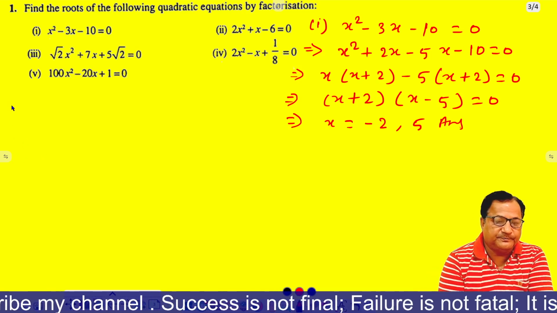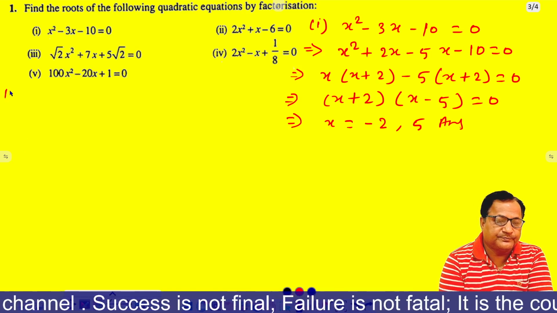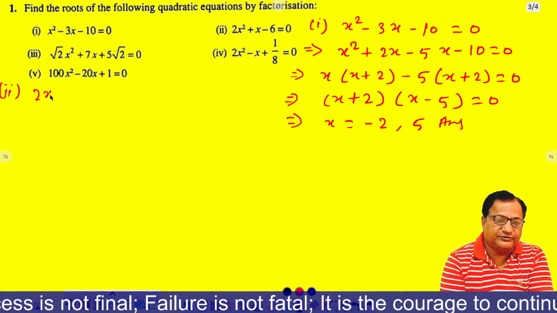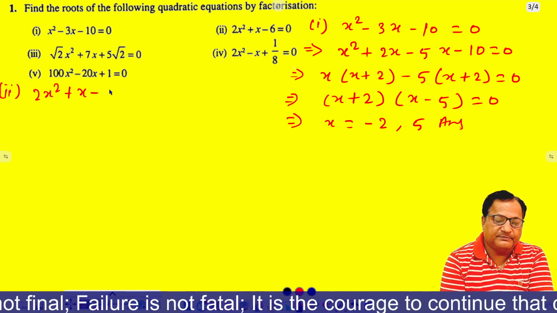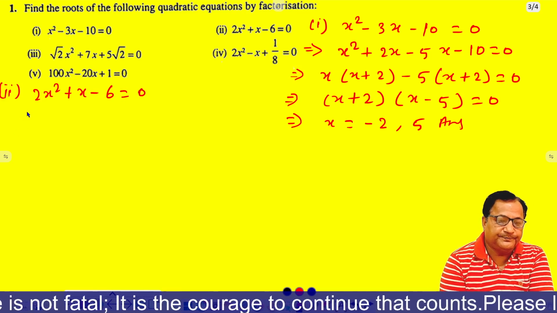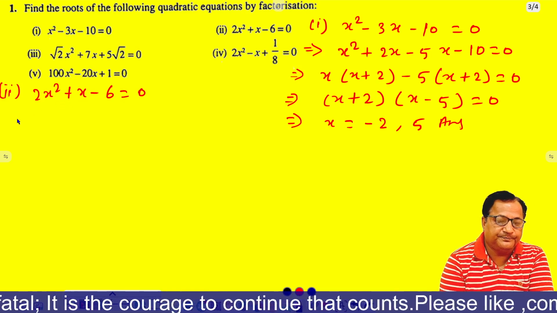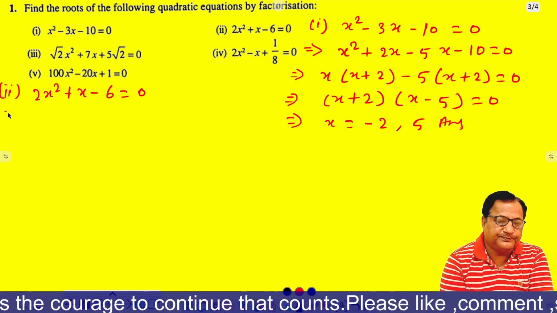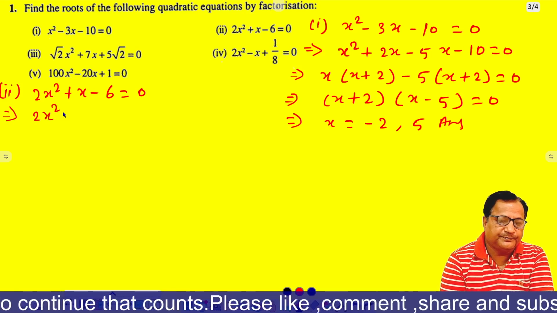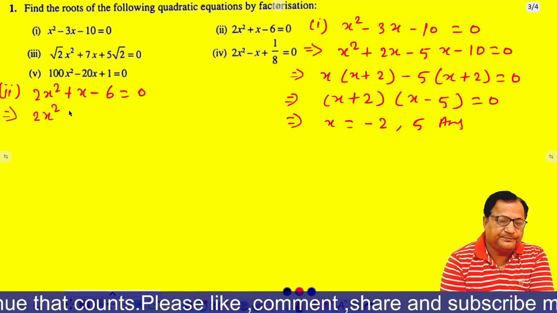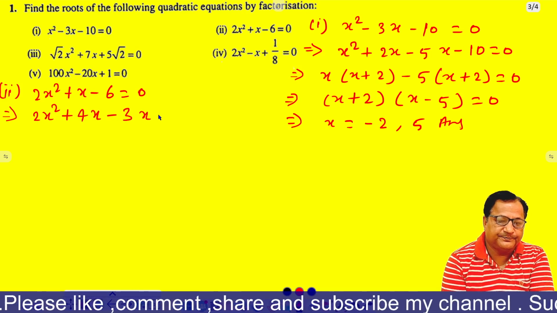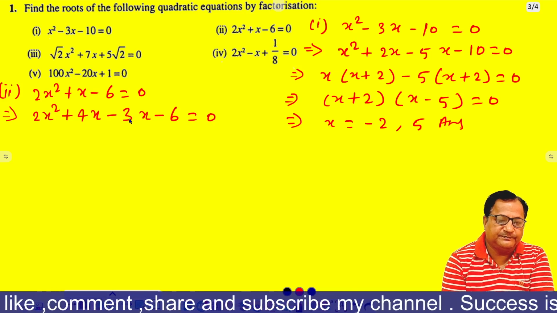Now see question number 2. Question number 2 is 2x square plus x minus 6 equal to 0. If you split the middle term, then 2x square plus 4x minus 3x minus 6 equal to 0.